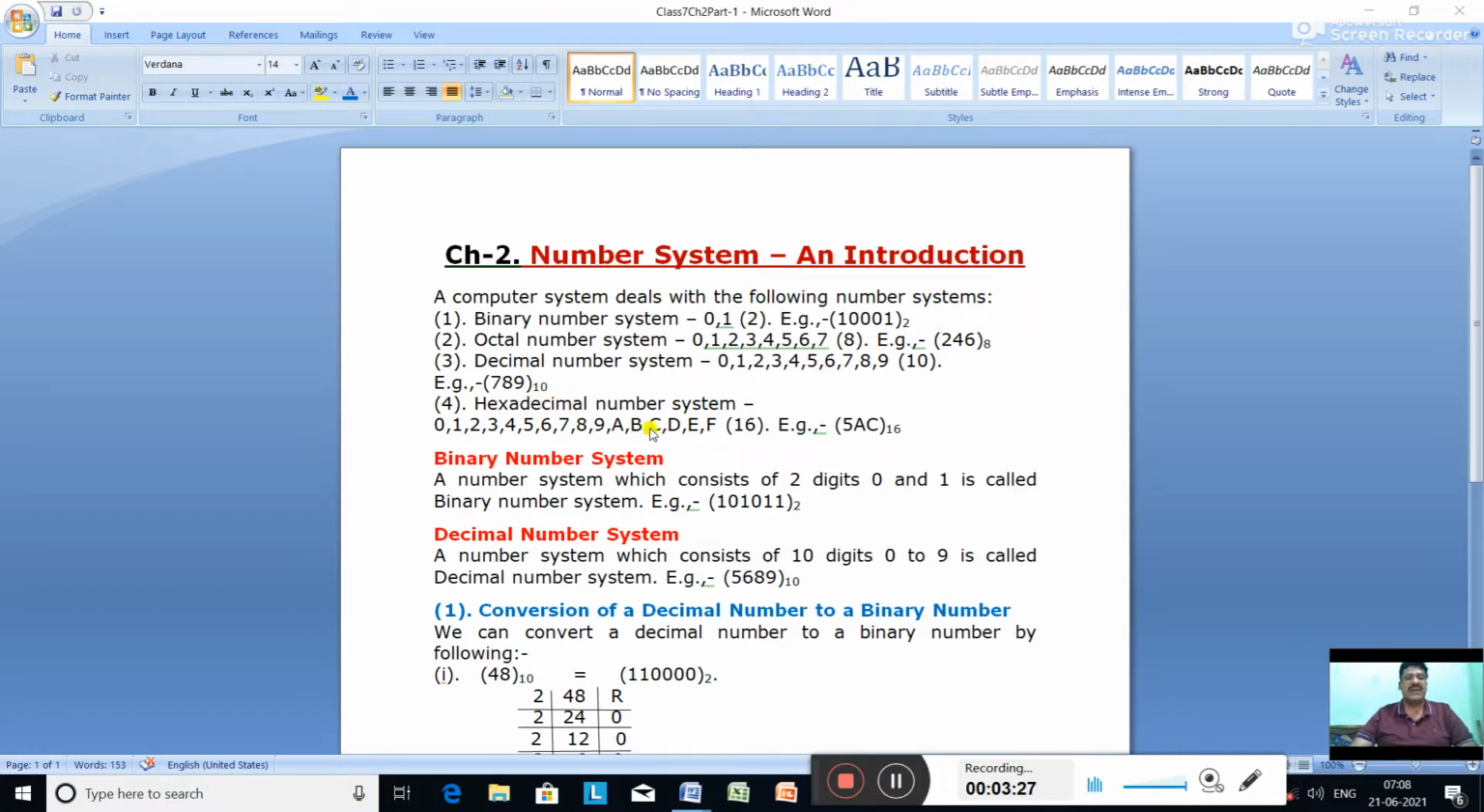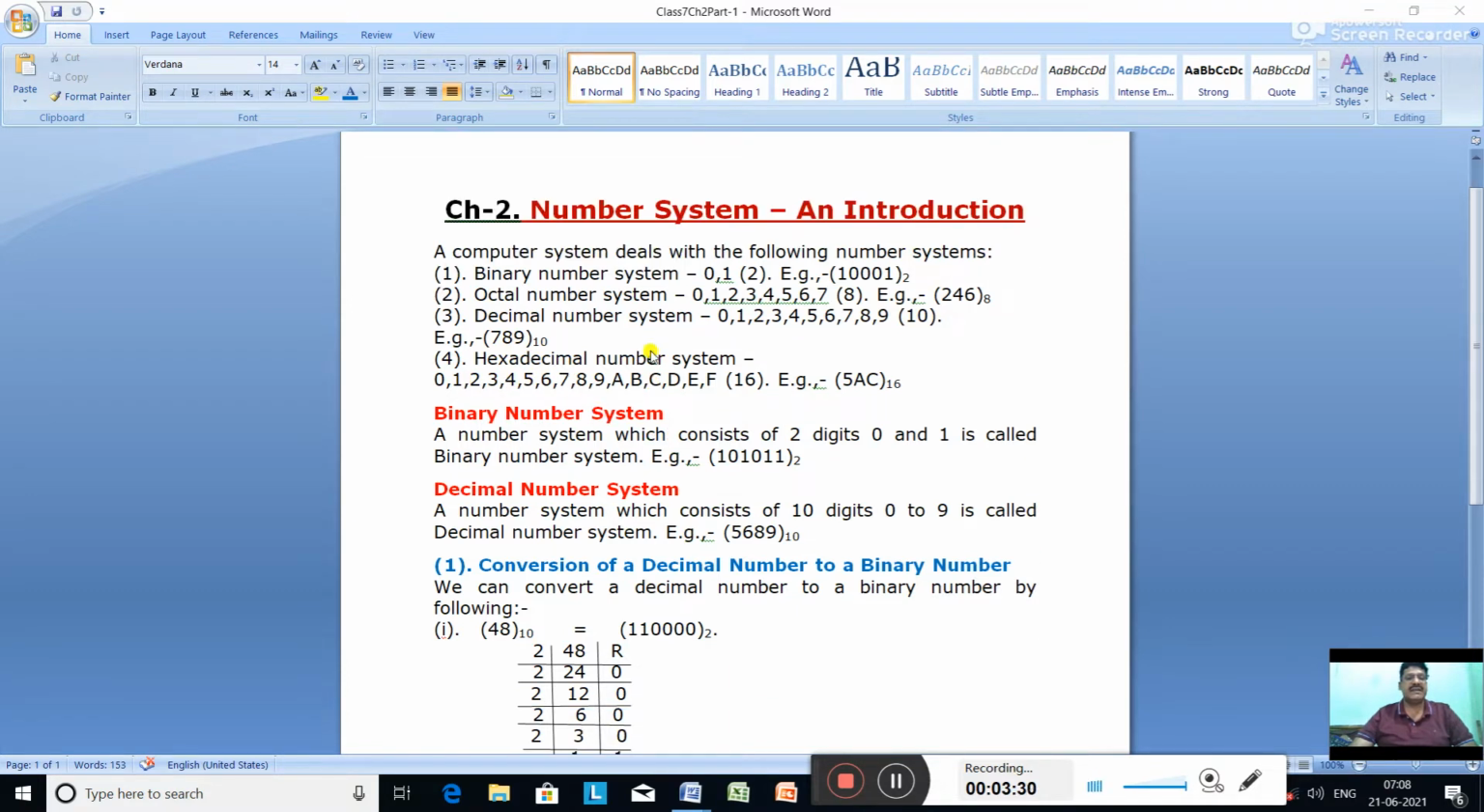Last one is hexadecimal number system. Hexa means 6, deci means 10. 6 plus 10, 16. So hexadecimal number system uses 16 digits from 0 to 15. Digits are 0, 1, 2, 3, 4, 5, 6, 7, 8, 9. After 9, instead of writing 10, we write A. For 11, B. For 12, C. For 13, D. For 14, E. And for 15, F.